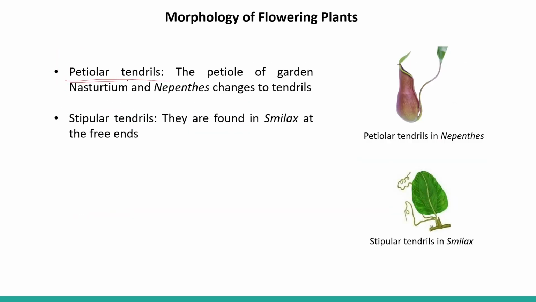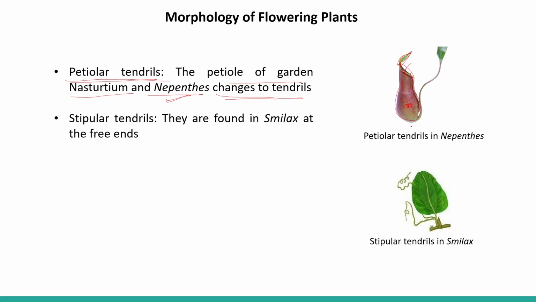Next, petiolar tendrils, very, very important. The petiole of the garden nasturtium and Nepenthes, very important. Pitcher plant, okay, changes to tendrils. You are studying the pitcher plant from 4th onwards. Now here you can see this lamina modified to a pitcher-like structure which has a lid above it, and when any fly comes inside it, the lid closes, lots of enzymes are secreted and the fly dies, and they suck all the nitrogenous material which is present in the body of that fly.